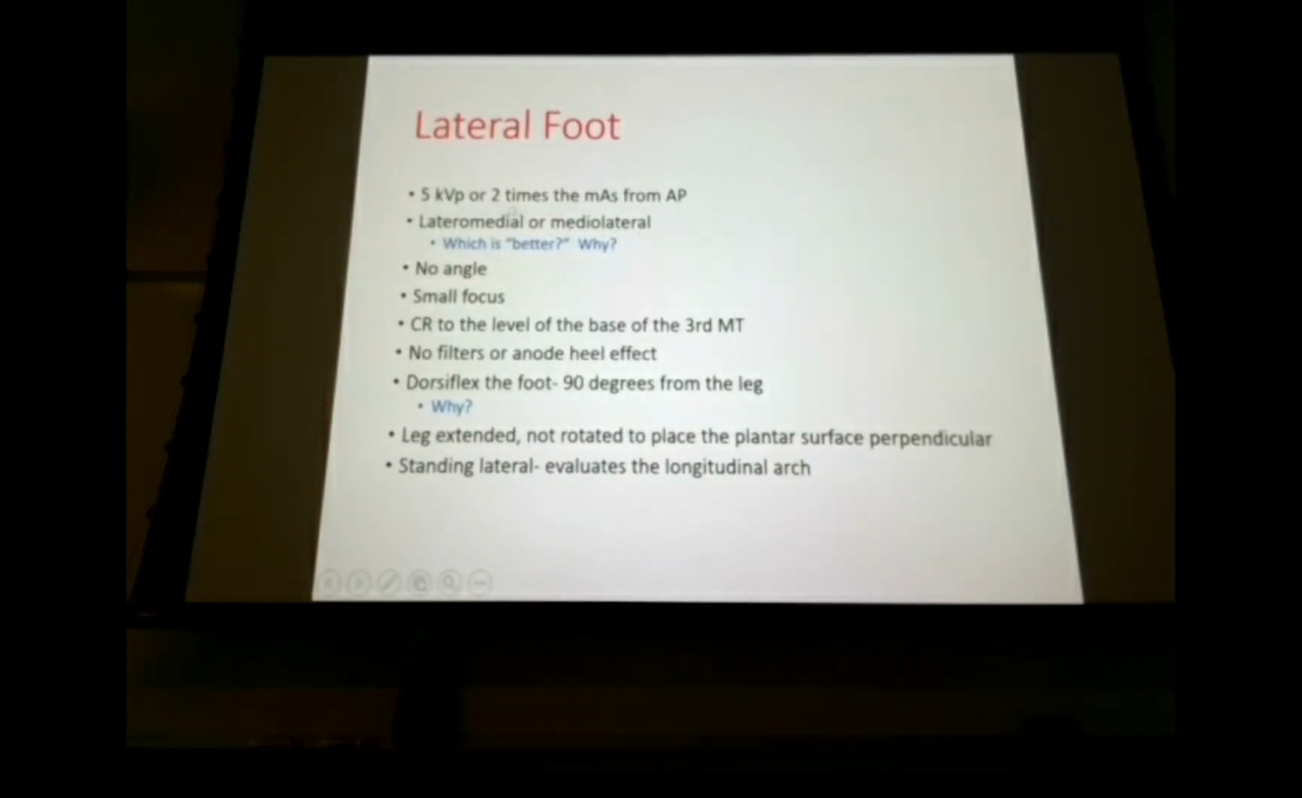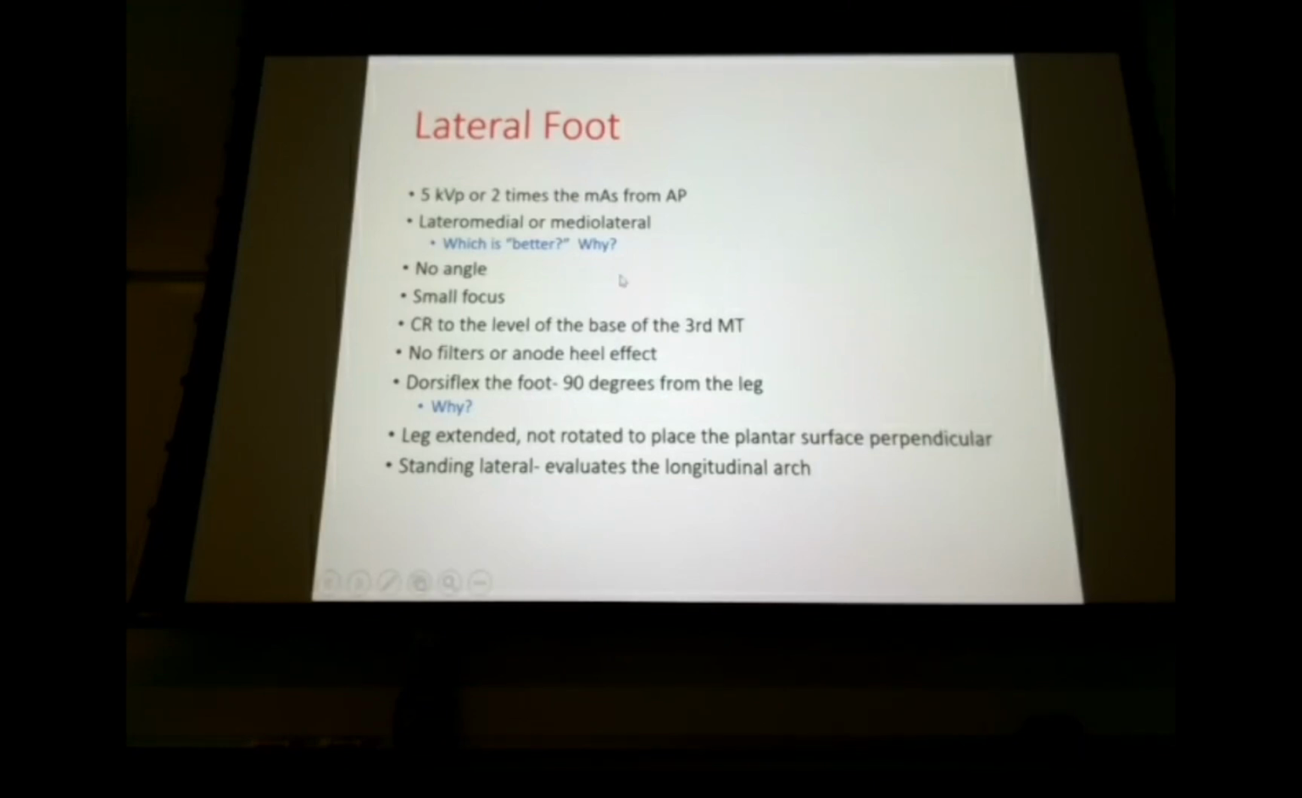So lateral foot, we're going to have to increase our kVp or increase our mAs from the AP. Again, which one is better and why? Well, because of the broad base, or the broad side of the medial side, it's better to put it on the medial side. Realistically, you're probably not going to do that unless you're shooting cross table, or if you just wanted to see the difference between the two, but it really does make a better image.